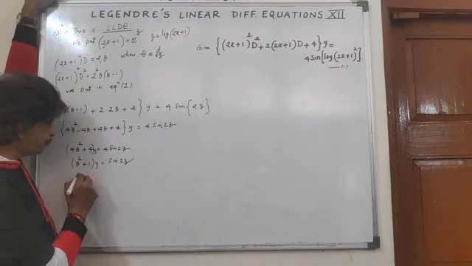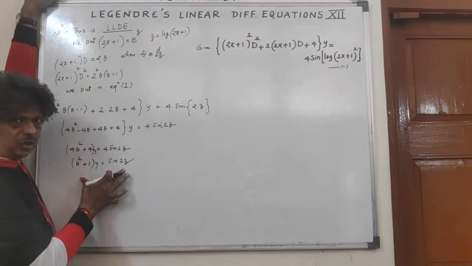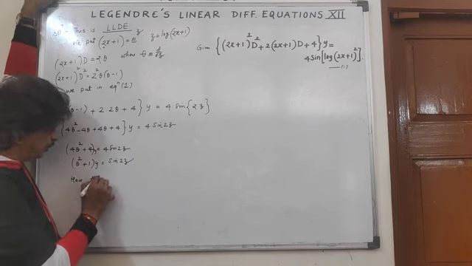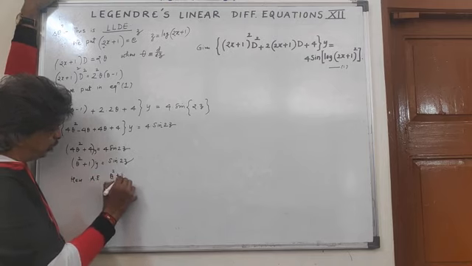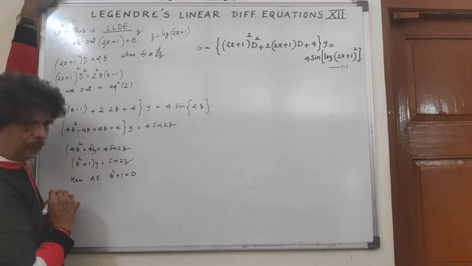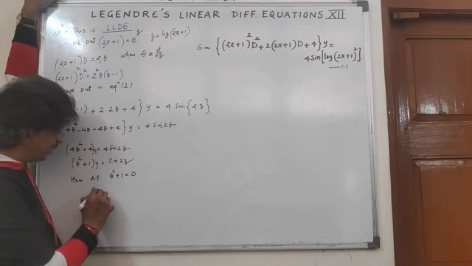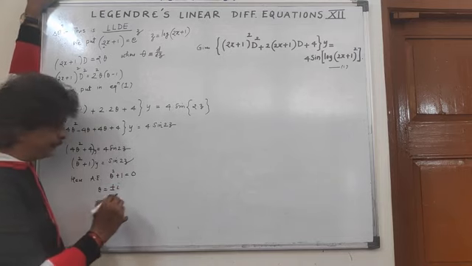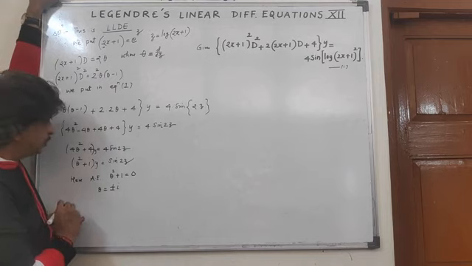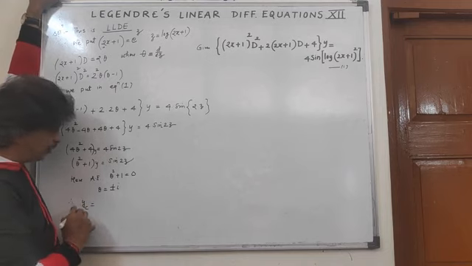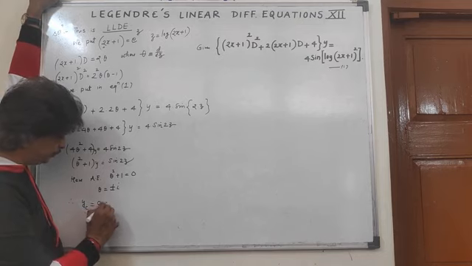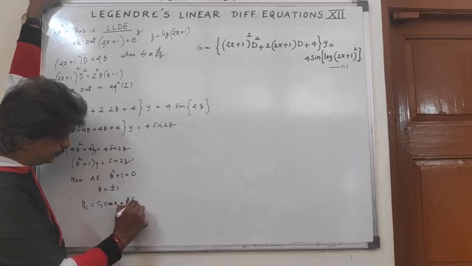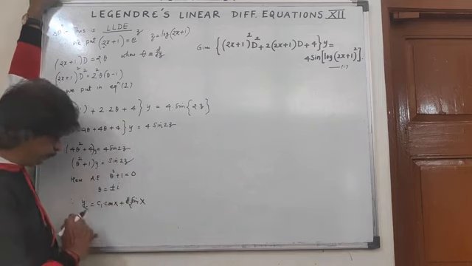Now we shall solve this linear differential equation with constant coefficients. We know how to solve this. The auxiliary equation is theta square plus 1 equal to 0. Roots are theta equal to plus minus i, that is 0 plus minus i. Therefore, yc, the complementary function, is C1 cos x plus C2 sin x. Alpha is 0, beta is 1.